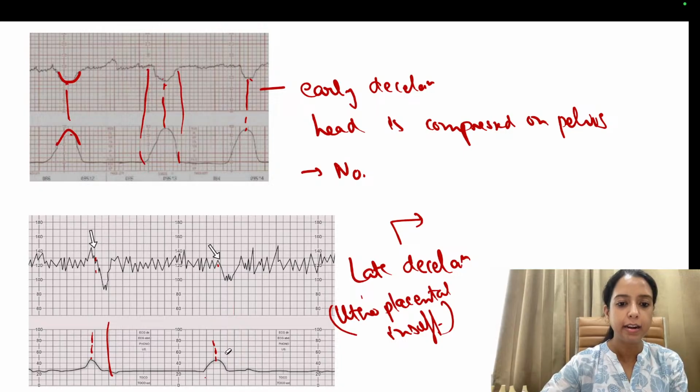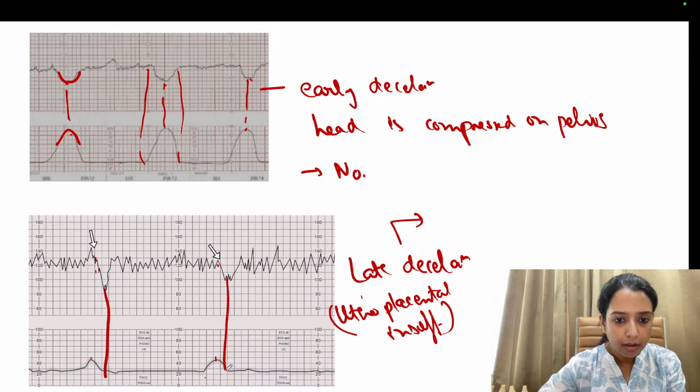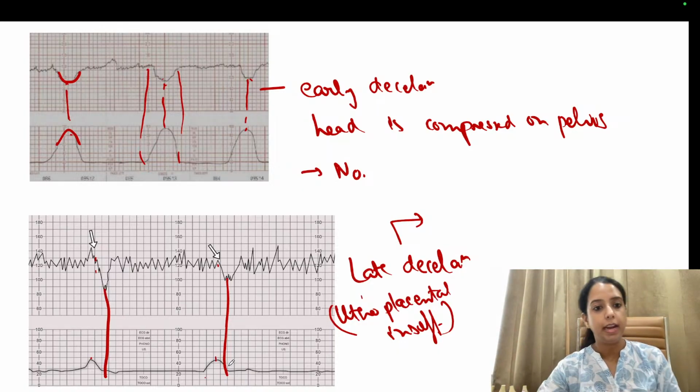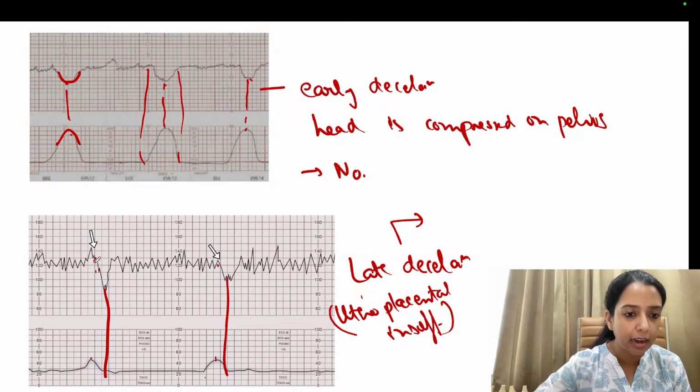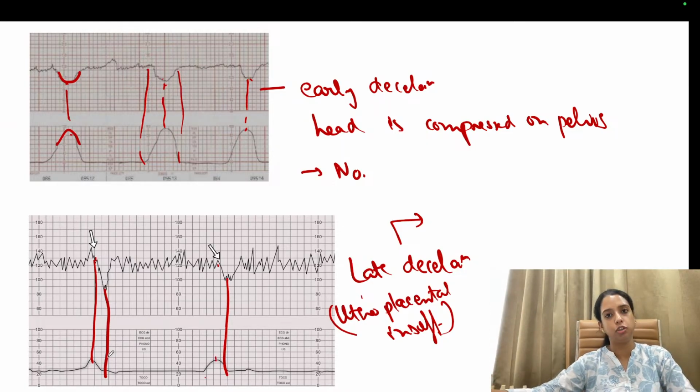The peaks are not matching. When you see the peak of contraction and the peak of deceleration, can you see they are not matching at all? The peak of deceleration is coming a little after. It is starting when the contraction is peaking. They are not starting together. It is following the contraction.